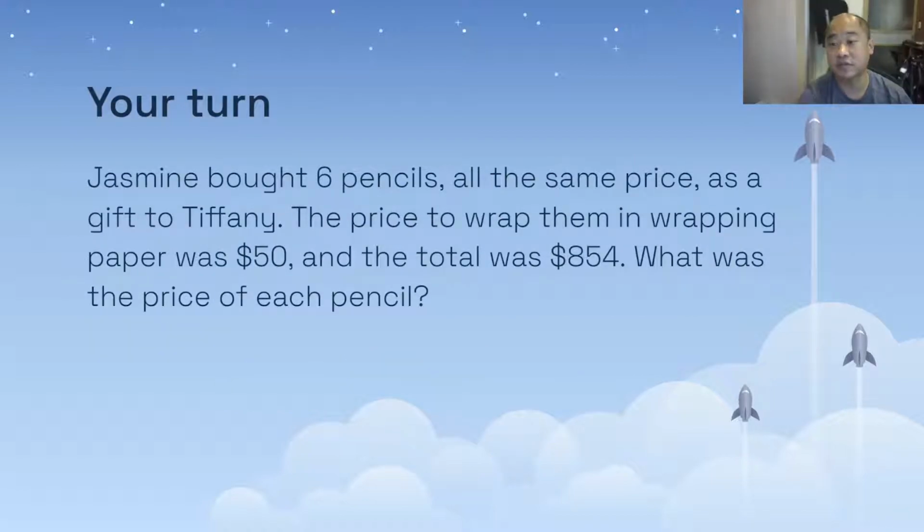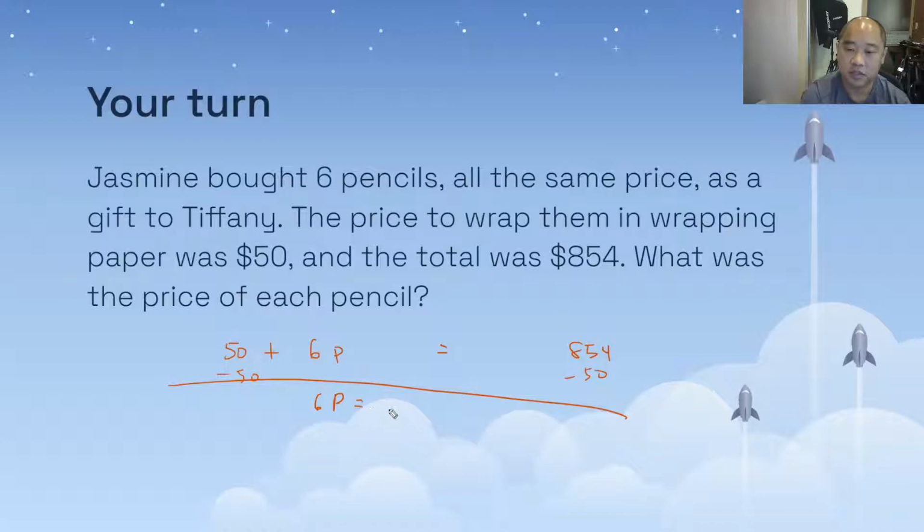Jasmine bought 6 pencils, all the same price, as a gift for Tiffany. The price to wrap them in wrapping paper was $50, and the total cost was $854. So it's $50 no matter what, plus the cost of 6 pencils, all of them at the same price. So this is our equation, right? So how are we going to get the price per pencil? Well, we'll just solve it. 6p equals 804.